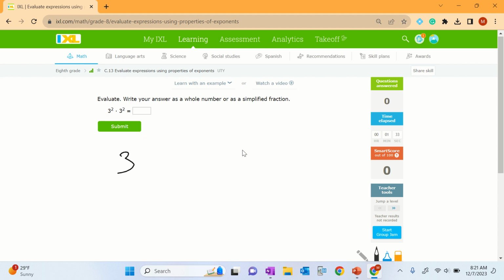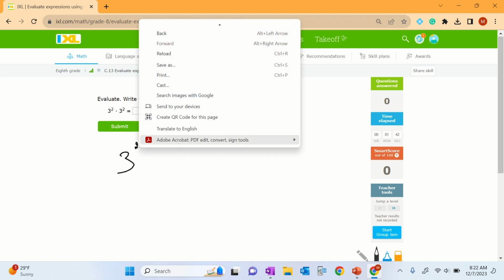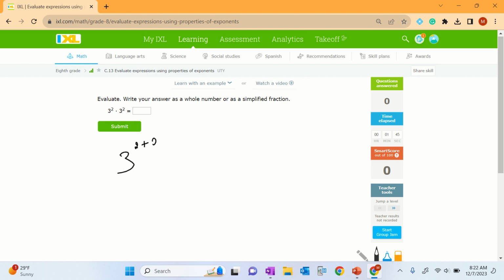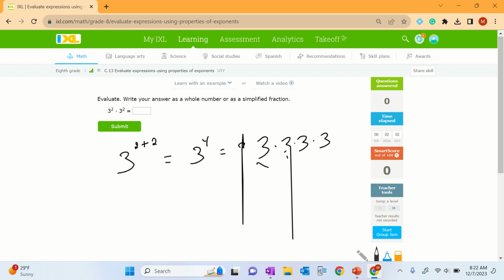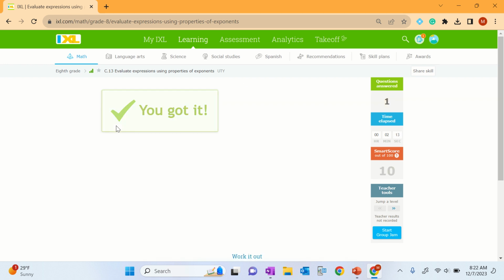So here we go. For this problem here, 3 to the power of 2 multiplied by 3 to the power of 2. We keep our exponential base of 3. We add our exponents. That's going to be 2 plus 2. So we end up with 3 to the power of 4. 3 to the power of 4 is going to be 3 times 3 times 3 times 3. And then we multiply. 3 times 3 is 9. 3 times 3 is 9. 9 times 9 we get 81. So we're actually going to evaluate this, meaning carry out the multiplication.